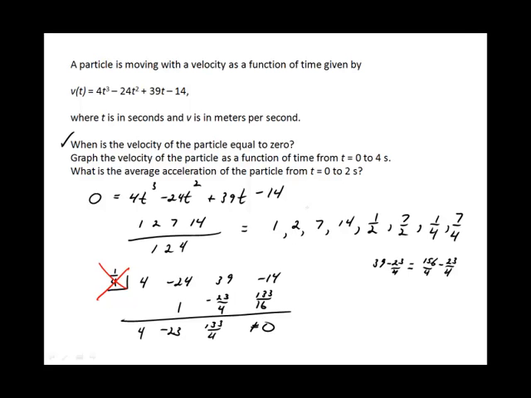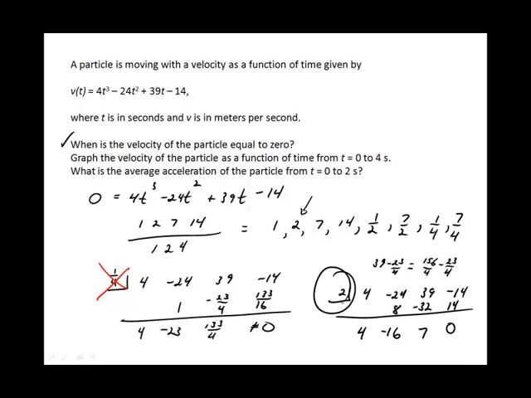So we'll try another one, and I'm going to go ahead and use 2. So I'd have 2 here, 4, -24, 39, and -14. Bring down the 4. 4 times 2 is 8. -24 plus 8 is -16. Add that together, I get -32. -32 plus 39 is 7. 2 times 7 is 14, and that's equal to 0. So I know that 2 is one of the roots. So my velocity is equal to 0 at t equal to 2 seconds.